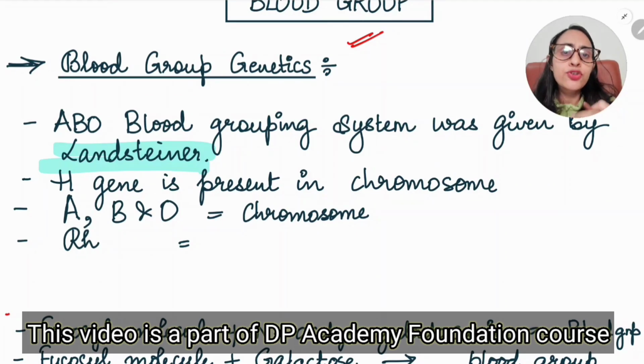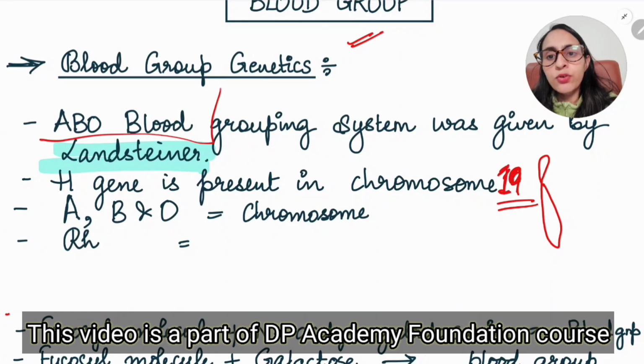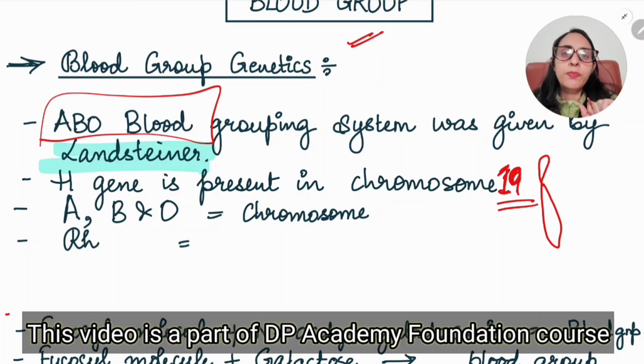This identification of this blood group is because of the H gene that is present on chromosome number 19. So H gene is a gene that is present on chromosome number 19, and because of this gene that is present on all the blood groups, we can tell that person is having this particular blood group. So genetics, if you see of the ABO system, then it is the H gene that is present, and this is present on chromosome number 19.